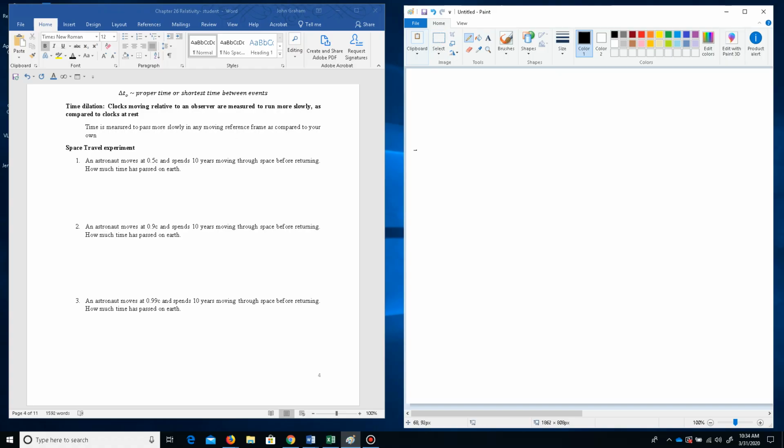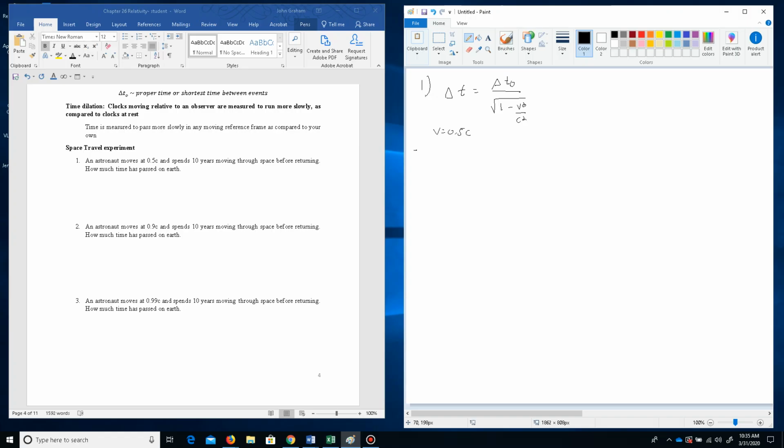Right, you have an astronaut who moves at 0.5 the speed of light and spends 10 years moving through space before returning. How much time has passed on Earth? First let me write down an equation. Delta t equals your change in proper time, delta t sub 0, over the square root of 1 minus v squared over c squared. They're moving at half the speed of light, so your v is 0.5c, and you're spending 10 years.